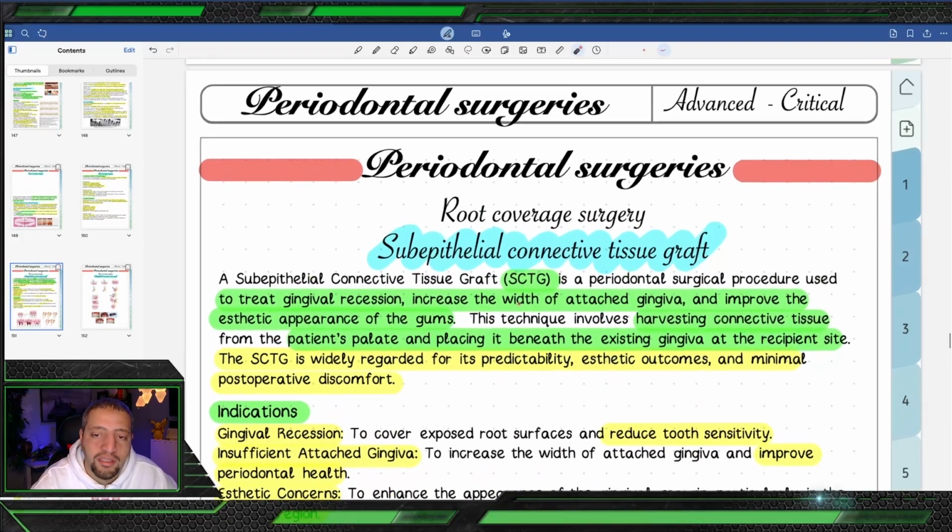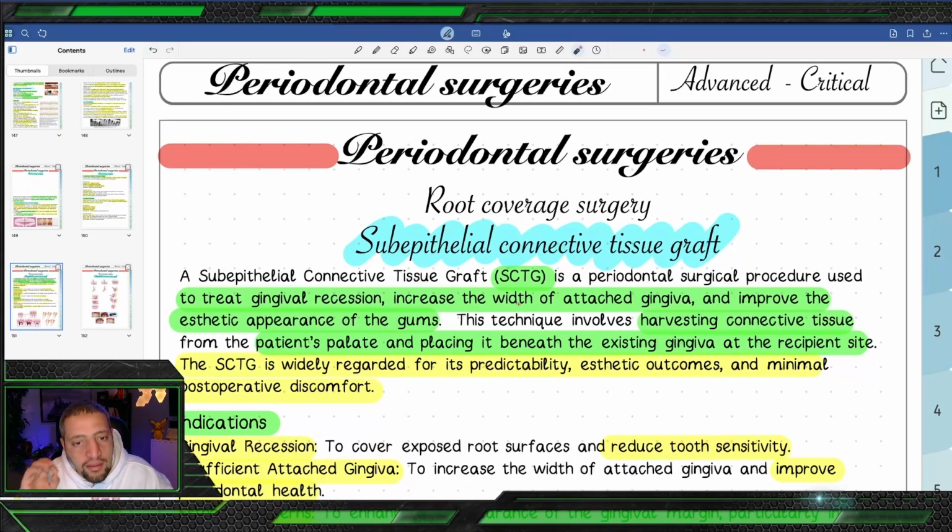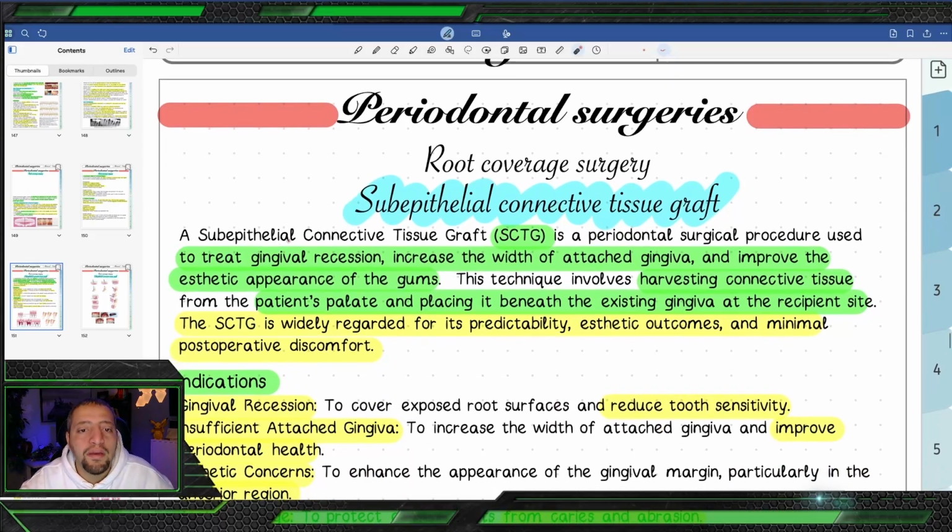The gold standard and the most commonly used, the one all the periodontists love and think they are magicians when they do it, is called subepithelial connective tissue graft. It is a periodontal surgery procedure used to treat gingival recession, increase the width of attached gingiva, and improve the aesthetic appearance of the gum. This technique involves harvesting connective tissue from the patient's palate and placing it beneath the existing gingiva at the recipient site.